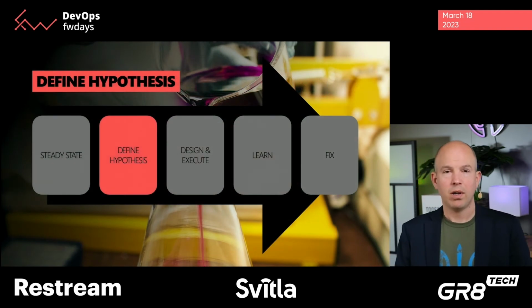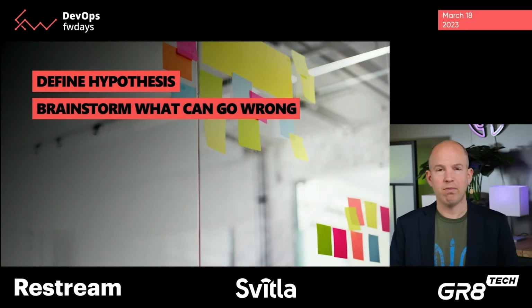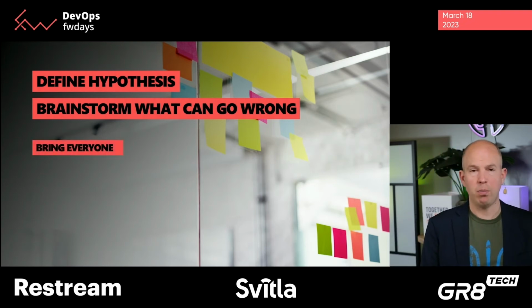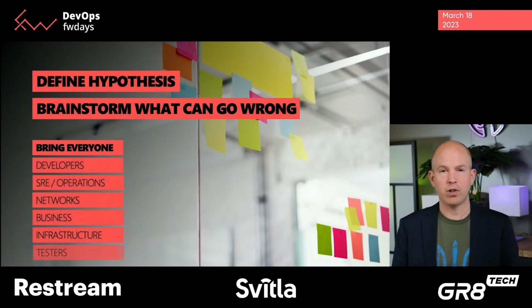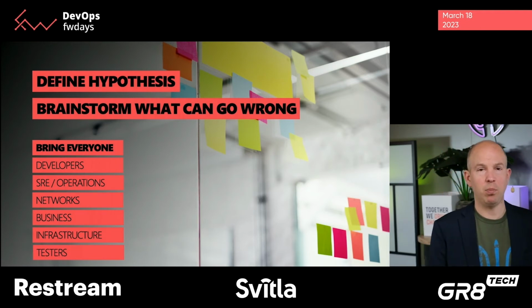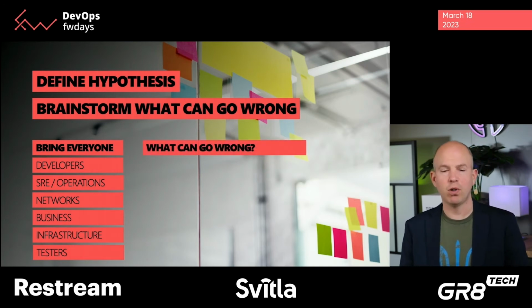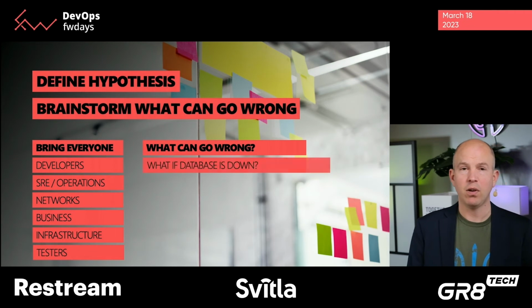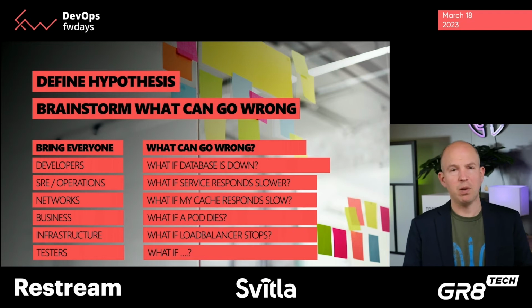So then we're going to define our hypothesis. What we're going to do is we get everyone together who is involved in building and running the applications. So from developers to operations, people involved in the network or infrastructure, but also business people that know what the impact would be when certain people are hit by outages. And then you start brainstorming things that could go wrong and how your application should be able to withstand those. So let's say, what happens if our database goes down?